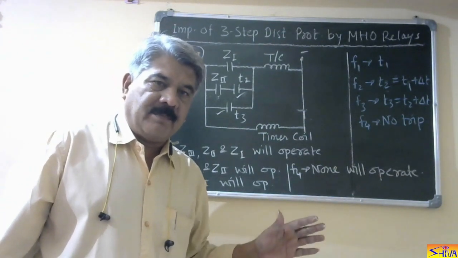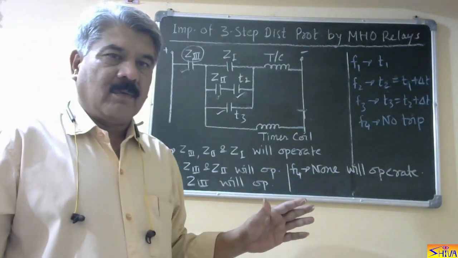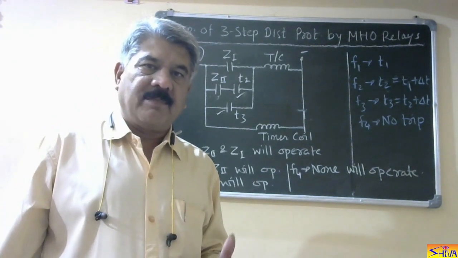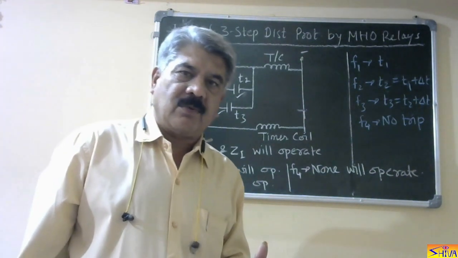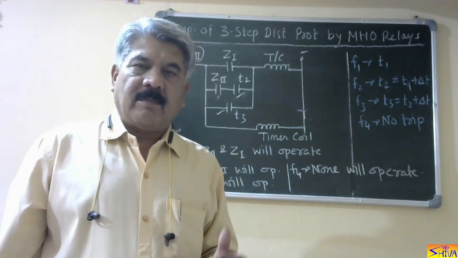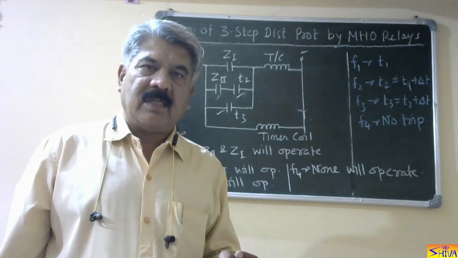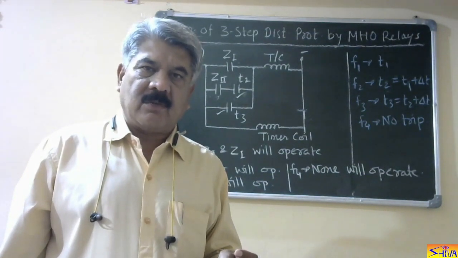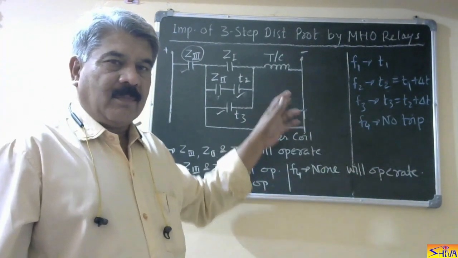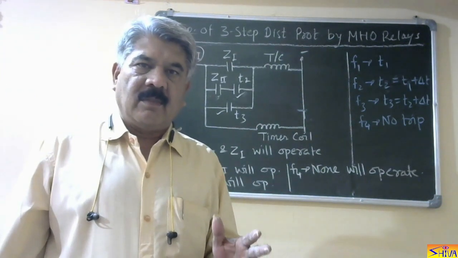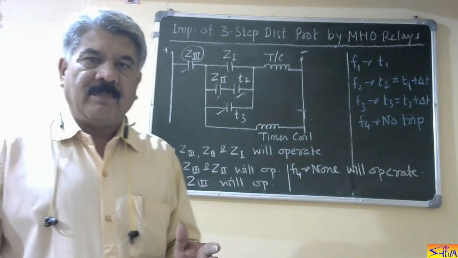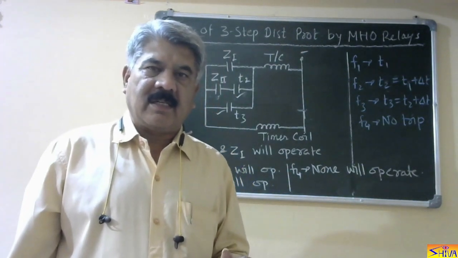Now, if we compare this scheme with the previous one, we observe that in this case, no additional directional element is required. In the previous case, when we were implementing the three-step distance scheme by impedance relays, three impedance measuring units and one directional unit were required. So a total of 4 elements are required. When we are using MHO relays, we require only 3 units, that is 3 MHO elements. We don't require any additional directional element because the MHO relay itself is a directional relay.